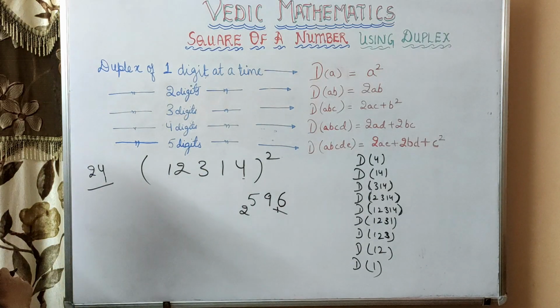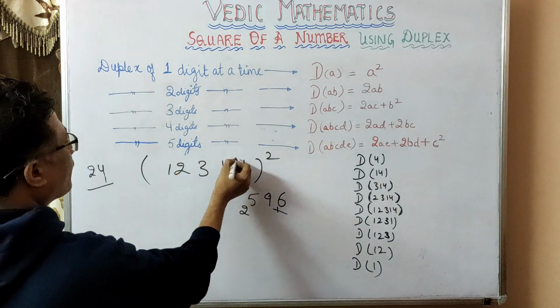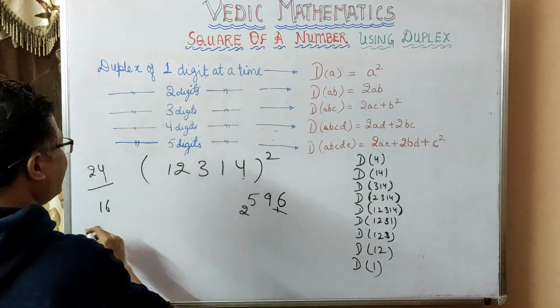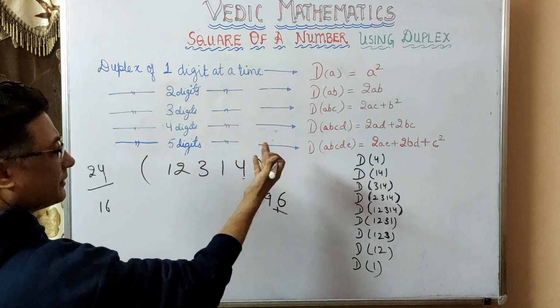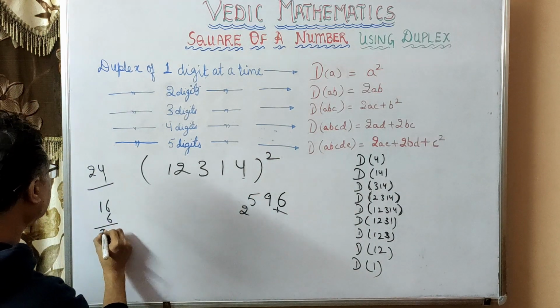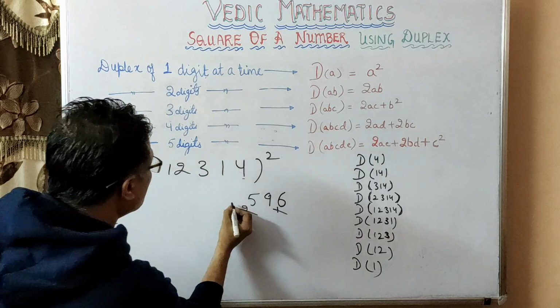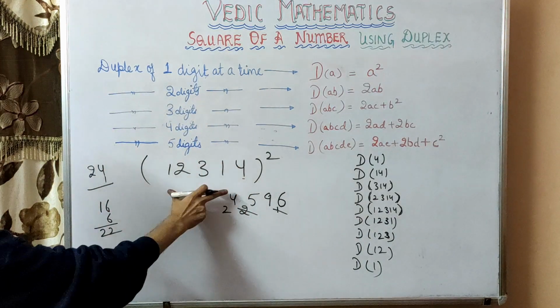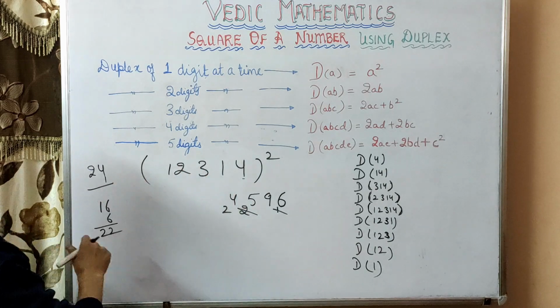2 3 1 4. Duplex of 2 3 1 4. 4 2s are 8. Corner to corner. Double it. This is 16. 4 2s are 8. Double it. 16. 3 1s are 3. Double it. 6. So this is 22. And this 2 means it becomes 24. So 2 carried. Now duplex of 1 2 3 1 4.